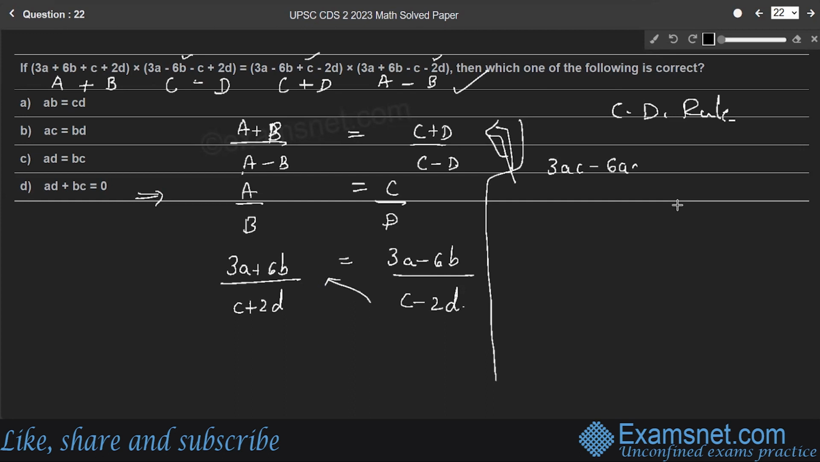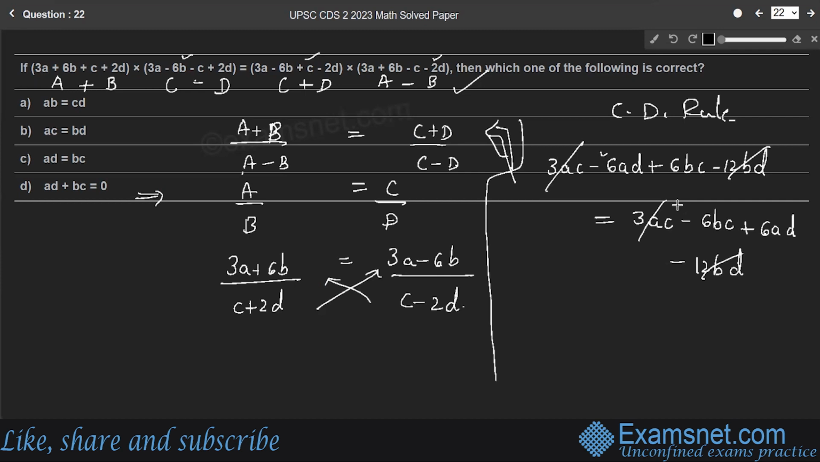So which is 3ac, minus 6AD, right? Plus 6BC minus 12BD is equal to, again by cross multiplication, right hand side becomes 3AC minus 6BC plus 6AD, am I right? 6AD minus 12BD. Here 3AC and 3AC will get cancelled. Minus 12BD, minus 12BD will get cancelled.